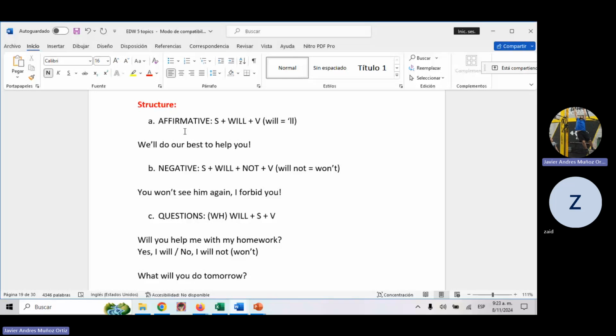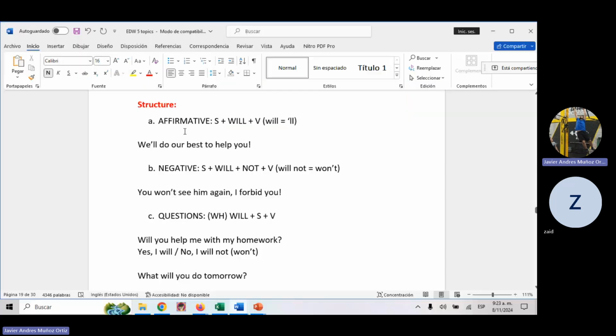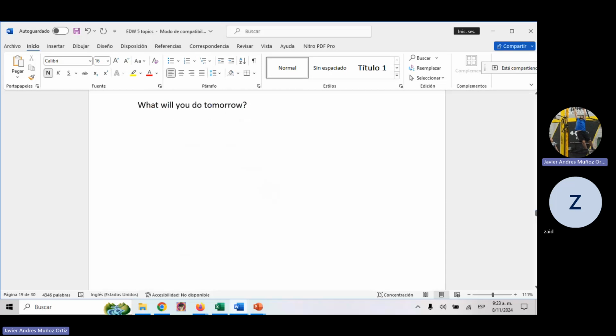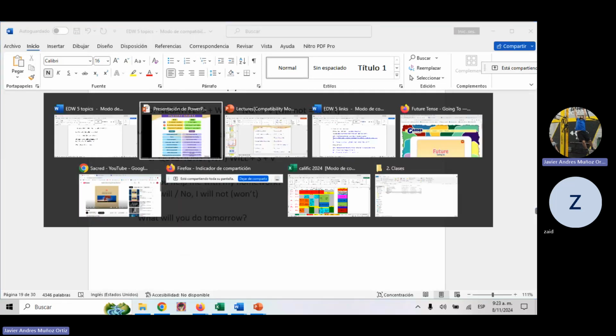And for questions, let's remember that in simple present tense we use the auxiliary verb at the beginning of the question. So it comes at the beginning. The same happens in future will. We use the word will at the beginning of the question to create, once again, the question. So this is everything you need to know in terms of grammar to create the future will.